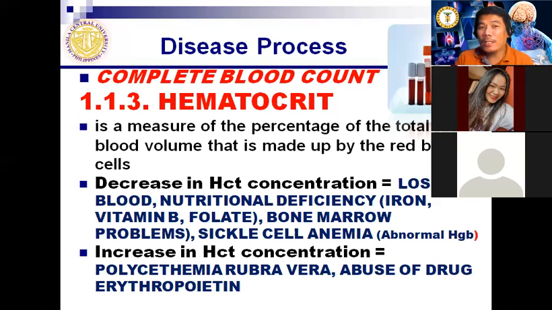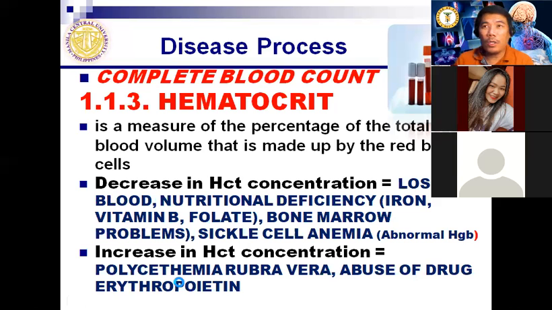Another is if there is an abuse of erythropoietin. So what is erythropoietin? Erythropoietin, as I've told you, is the drug that is indicated for anemia. But if it is abused, it may cause clotting and an increase in the viscosity of the blood. So these are the possible interpretations of a decrease in hematocrit and an increase in hematocrit level.